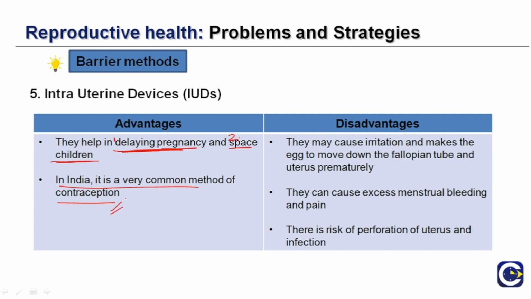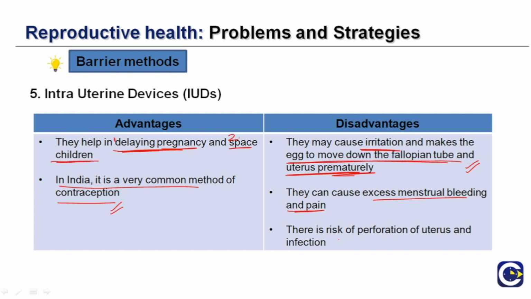Now coming to disadvantages. They may cause irritation and make the egg move down the fallopian tube and uterus prematurely. And this is very important to take care of. When you go to your doctor or the healthcare professional who is going to insert the intrauterine device, they will check your body, and every body is different. So in certain cases, it may cause irritation and make the egg move down prematurely. They can cause excess menstrual bleeding and pain.